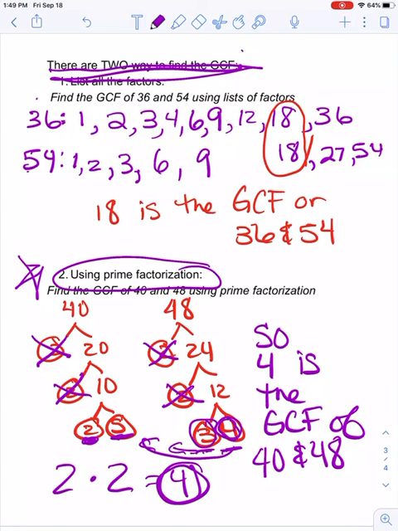Those are two big things, but knowing how to find the greatest common factor is a huge skill that we will be learning in 6th grade. We will have more practice on this in the next few days, so don't stress. We're going to keep practicing it till we get it, okay?